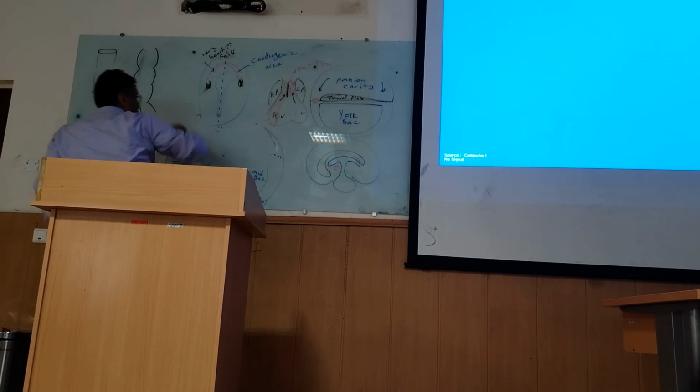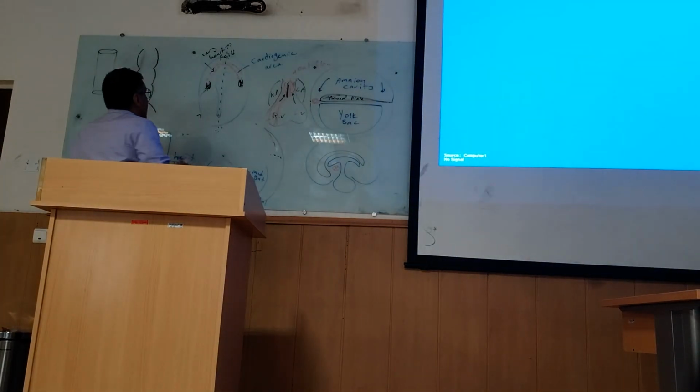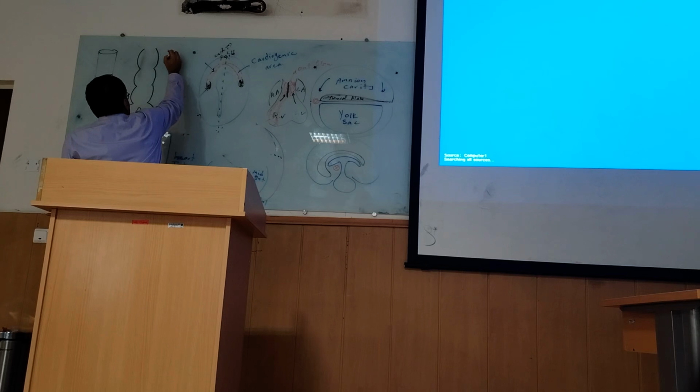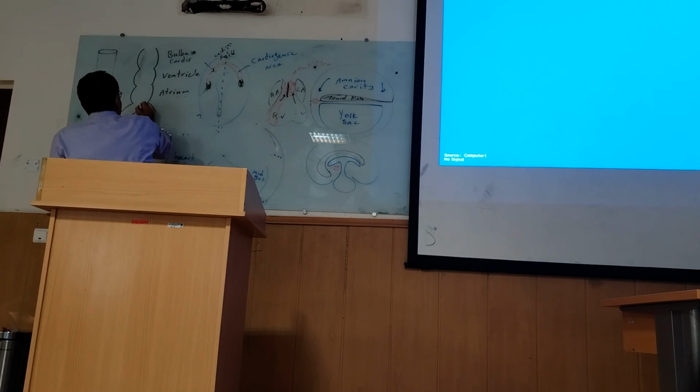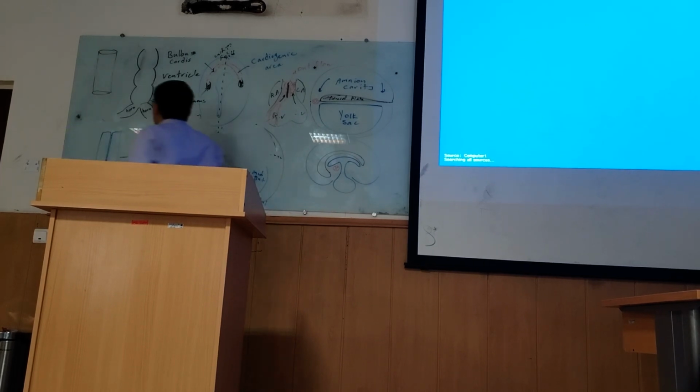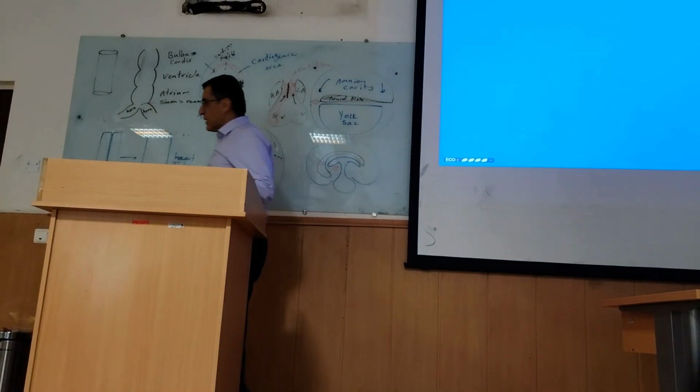That part is named the bulbus cordis. The next part is the primary ventricle, the primary atrium, and this part is named the sinus venosus. The sinus venosus has two horns, right and left horn. Okay.